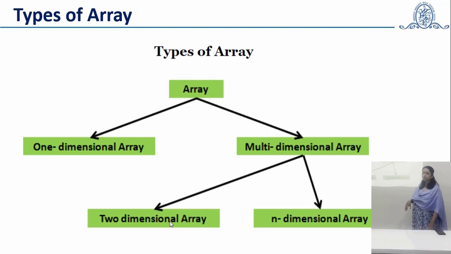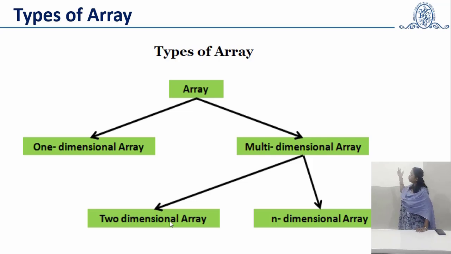Now let us discuss the different types of arrays. Arrays are basically of two types, one-dimensional array and multi-dimensional array. Multi-dimensional array can be further divided into two-dimensional array and n-dimensional array. Now what do we mean by one-dimensional array? Like the example I have given, if I want to store the marks of 1000 students, it has only one index which starts from 0 and ends with 999. Such an array is considered a one-dimensional array.